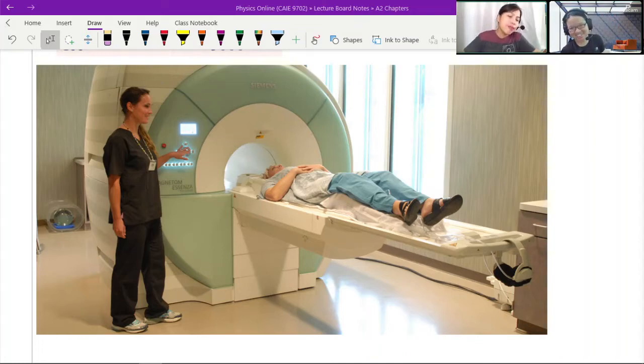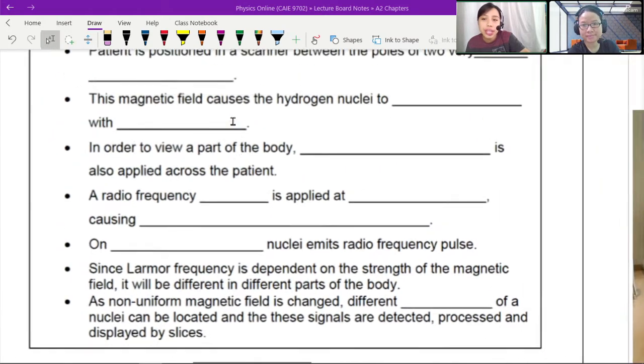So MRI, if you are ever a radiographer or doctor, you will have to explain to your patient what is going to happen to them. So you also need to know what will happen to a patient when they're going to get an MRI scan. So let's see, what are the steps when you want to scan a patient?